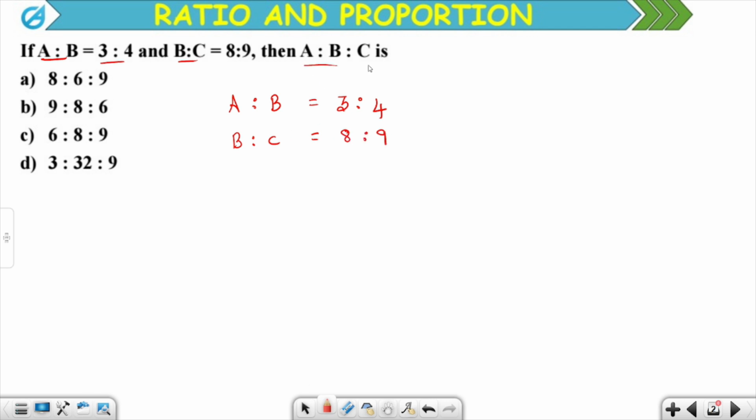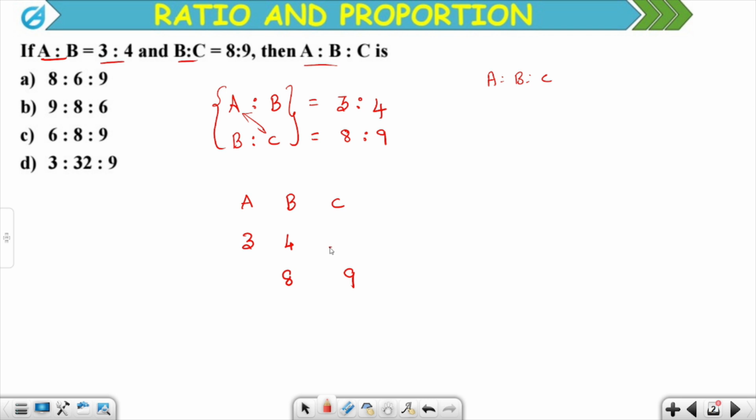Now, how to find the ratio A is to B is to C? Simple. See here, in these two ratios, which variable is common? Yes, B is common. B is common for A and B is common for C. The ratio of A and B is 3 is to 4, and the ratio of B and C is 8 is to 9. But if you observe, 4 is already there, so we have to write the ratio 8 and 9 just below that. Okay, like this we have written.